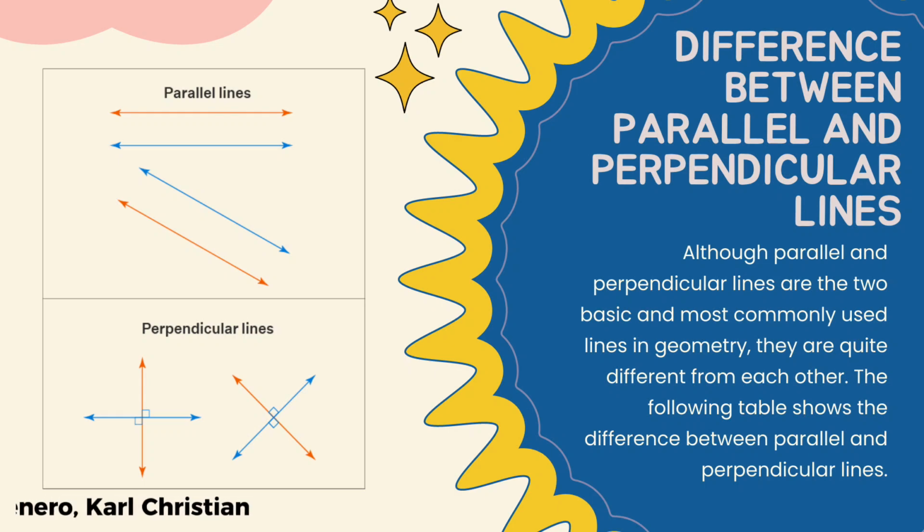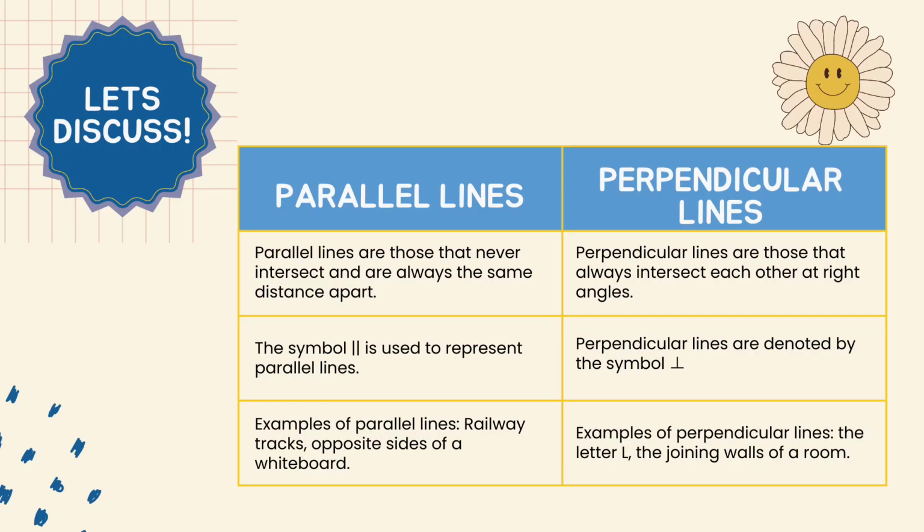Difference between parallel and perpendicular lines. Although parallel and perpendicular lines are the two basic and most commonly used lines in geometry, they are quite different from each other. The following table shows the difference between parallel and perpendicular lines. Parallel lines are those that never intersect and are always the same distance apart. The symbol parallel to is used to represent parallel lines.